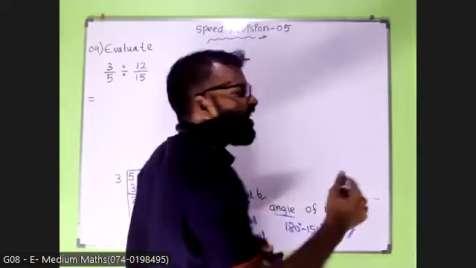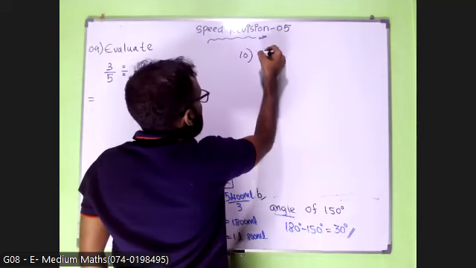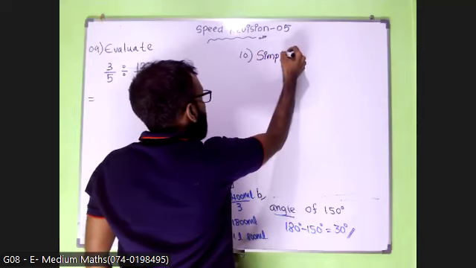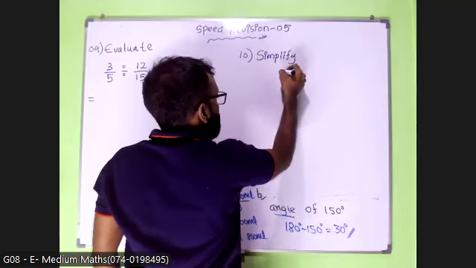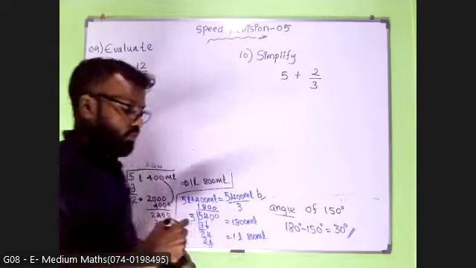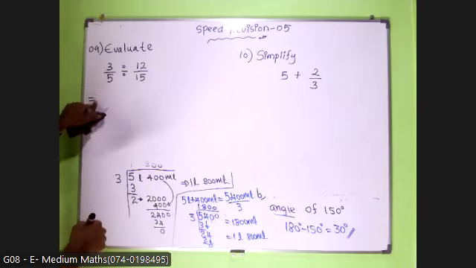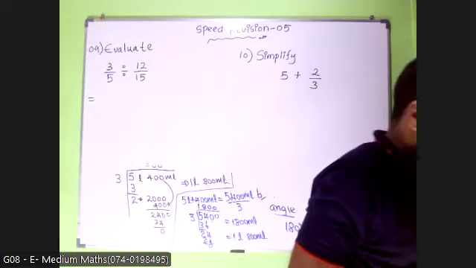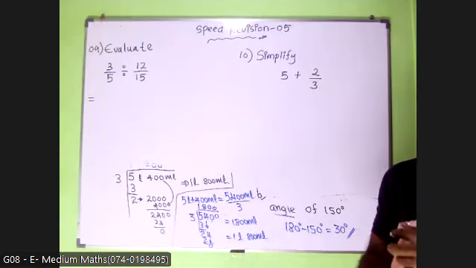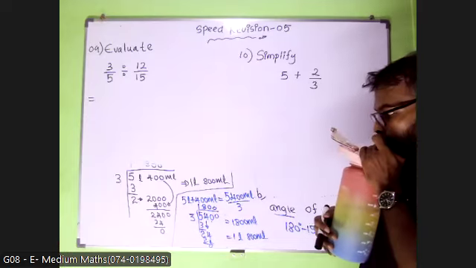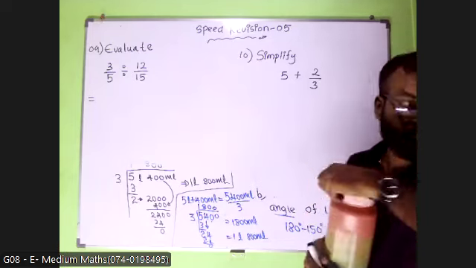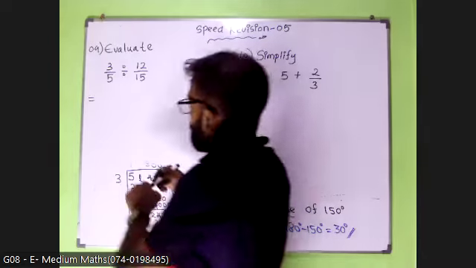Simplify 5 plus 2/3. Previously I gave minus 2/3. Okay, guys. You can do it.